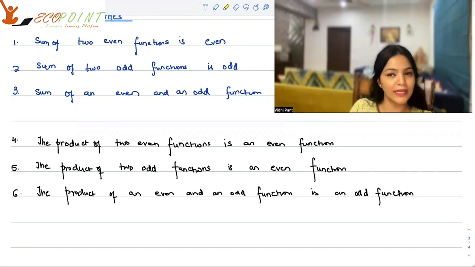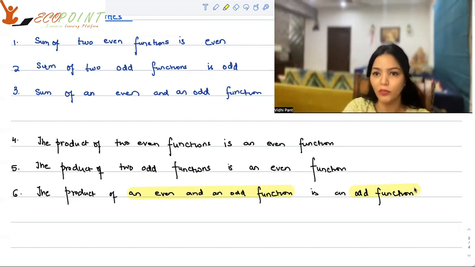The product of two odd functions is also an even function. Suppose we take the function x multiplied by x, that will give you x squared. So that's an even function, right? The product of an even and an odd function is actually an odd function. Suppose you take x squared as an even function and x as an odd function. So x squared multiplied by x will give you x cubed. That will be an odd function, and this is going to happen always. So these are the general properties that you must know about odd and even functions.